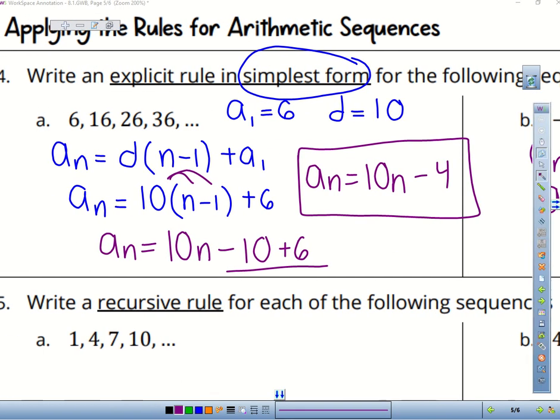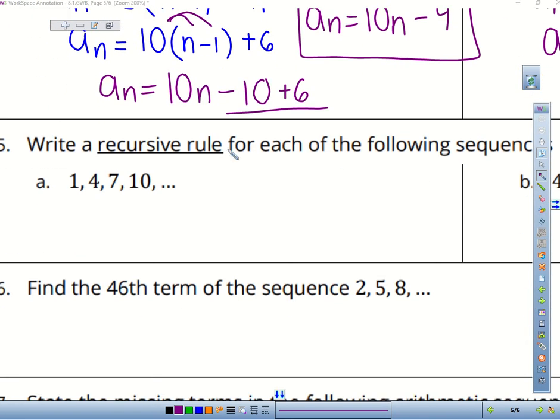So now we're going to write the recursive rule. So in order to write a recursive rule, you only need to know d. So what is d in this case? Positive 3. So the formula is just a sub n is equal to a sub n minus 1 plus whatever d is. And that's the only thing you put into the formula is d. So every recursive formula is going to look the same except for the d.